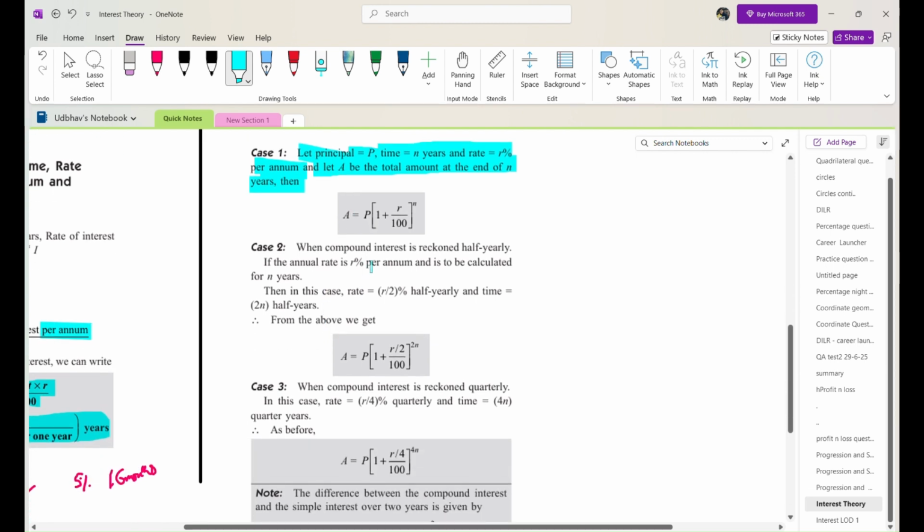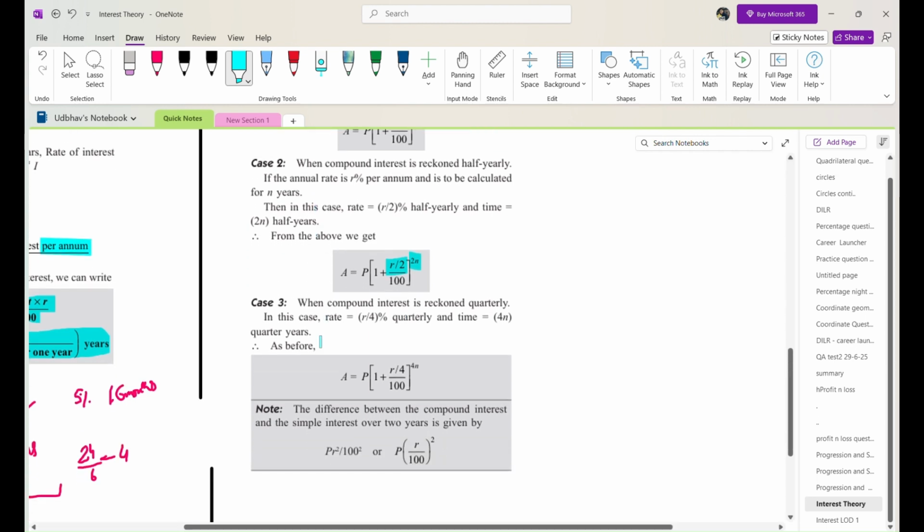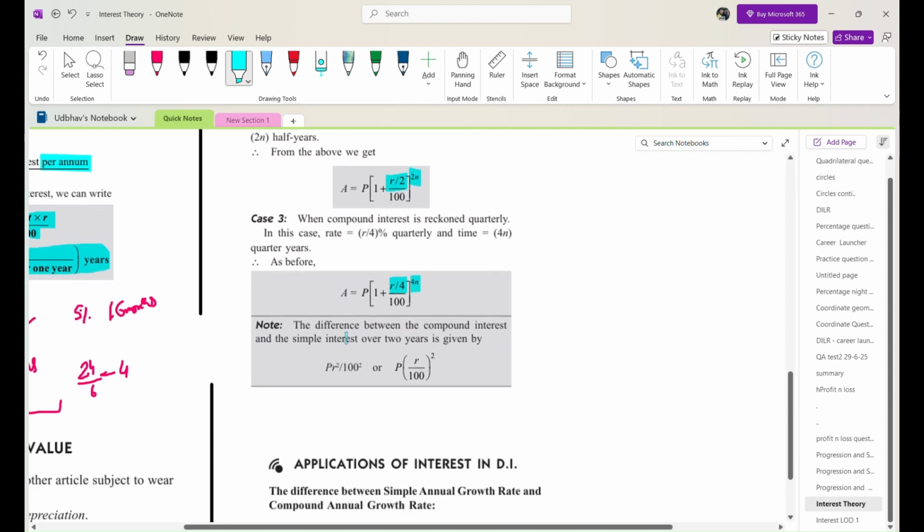When the compound interest is reckoned half yearly, if the annual rate is R% per annum and it's to be calculated for n years, in this case the rate will be R by 2% half yearly, and the time will be 2n years. So rate will get halved and time will get doubled, because in 1 year there are 2 half years. When the compound interest is reckoned quarterly, similarly in 1 year there are 4 quarters, so the rate of interest will get divided by 4 and time will be multiplied by 4.